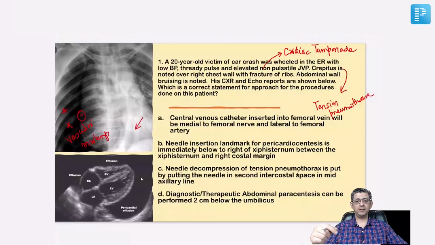Option A says central venous catheter inserted into the femoral vein will be medial to the femoral nerve and lateral to the femoral artery. Now, option number A I would say is an applied aspect, or rather is testing your anatomical knowledge also. And a query that will surely come is, sir, what is the need for putting a central catheter in the femoral vein of this patient? Why are you not putting a central catheter in the internal jugular vein? Please appreciate, if somebody is having tension pneumothorax, especially if there's a subcutaneous emphysema present, it becomes very difficult to put in an internal jugular vein catheter, especially with subcutaneous emphysema extending up to the neck. So that's why probably the physician has decided to put it in the femoral vein.